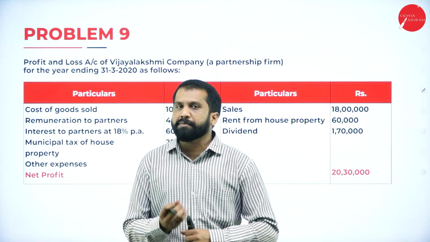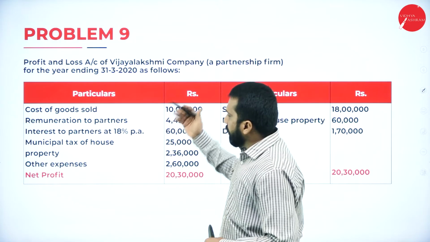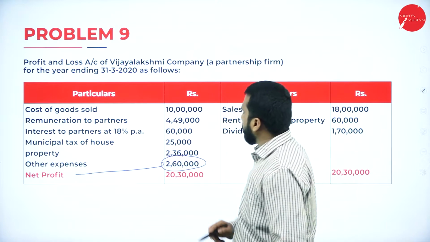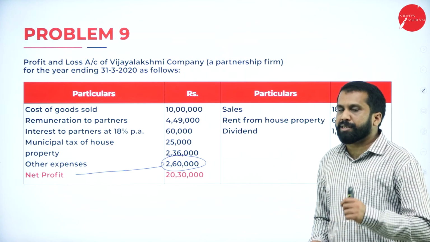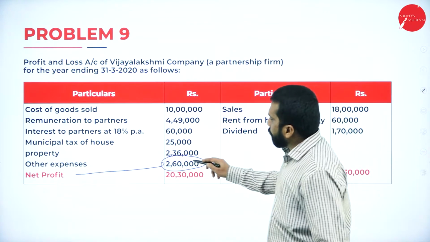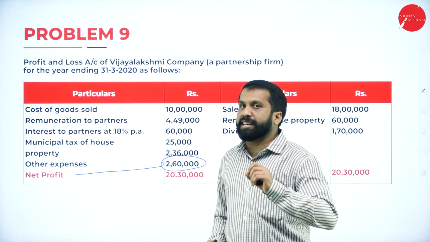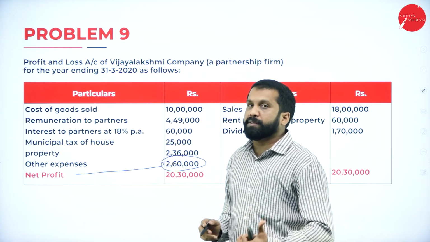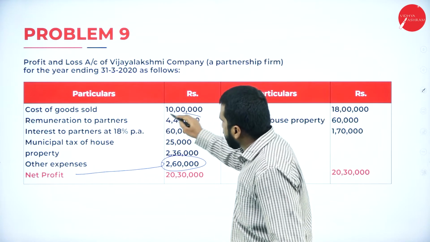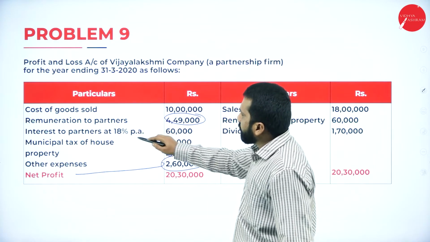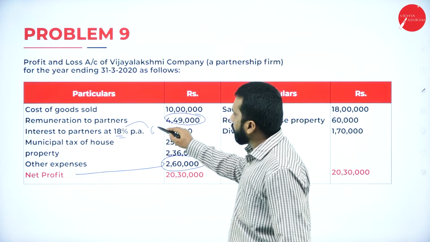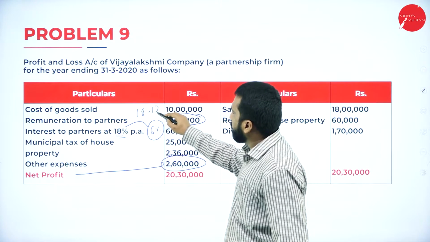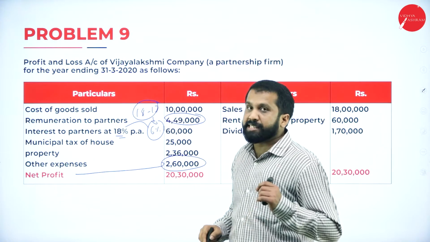So we should start our answer with what? Net profit. Now, as per this problem, the net profit is how much? 2,60,000. We should start our answer with net profit. Now, for net profit, add inadmissible expenses. Which are those? Cost of goods sold is part of the business. Remuneration to partners, take. Interest to partners, 18%. Only how much are we supposed to take? 6, because 18 minus 12 gives you 6%.